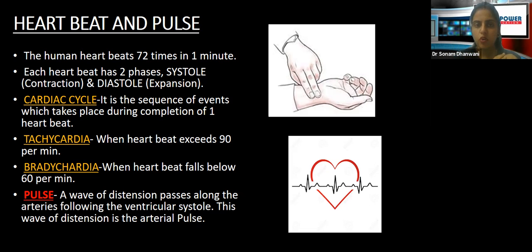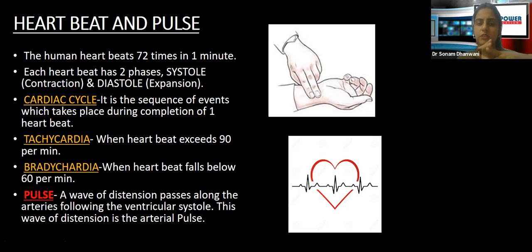But the most common place where this pulse is checked is the arterial pulse, which is over here. Okay, in the wrist. So the wrist pulse is taken care of. So now what is a pulse? Since we have started with the pulse, let's get done with the pulse first. So a pulse is a wave of distension which passes along the arteries following the ventricular systole. Now in our previous lecture, we have seen about the ventricular systole and the ventricular diastole and what is systole, what is diastole. We've already gone through that. Let's not get into it now.